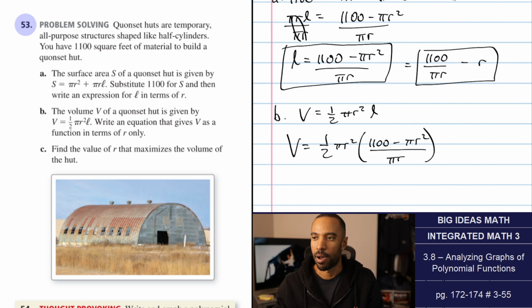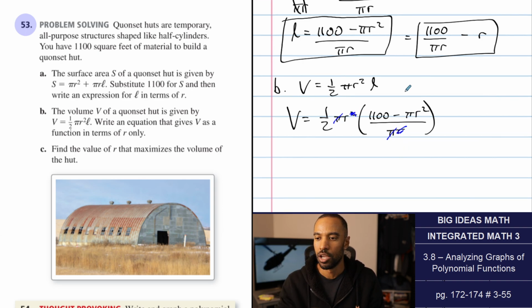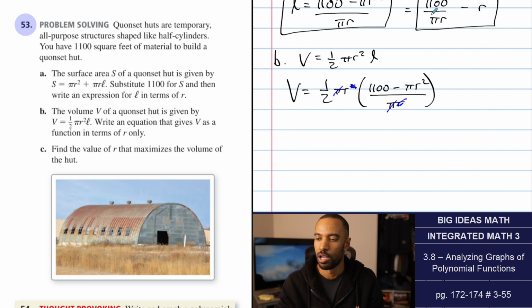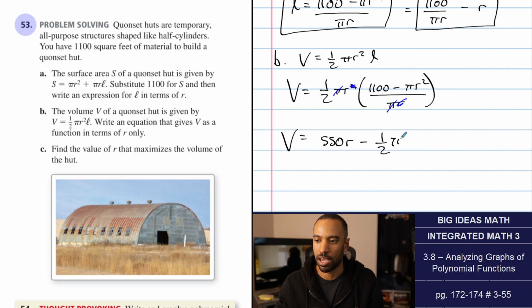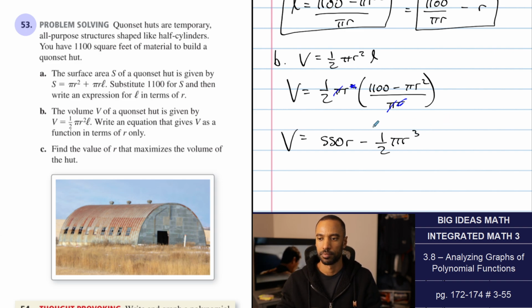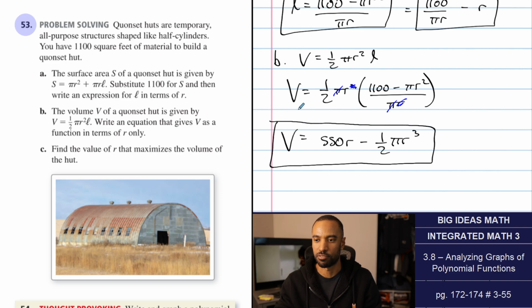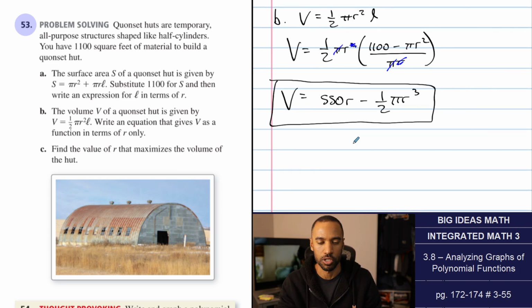Now, the pi here can cancel with this one. One of the r's can go away with this r down here. We just have 1/2 r multiplying into this whole thing. So if I distribute this, 1/2 r times 1100 is 550r minus 1/2 pi r cubed. So that's what I'm going to write for now. That's after distribution. Depends on if you want it factored or distributed.